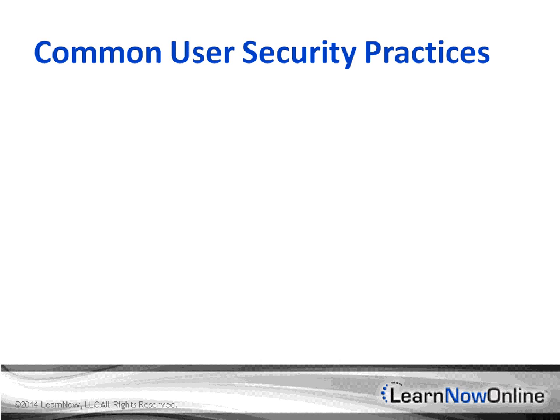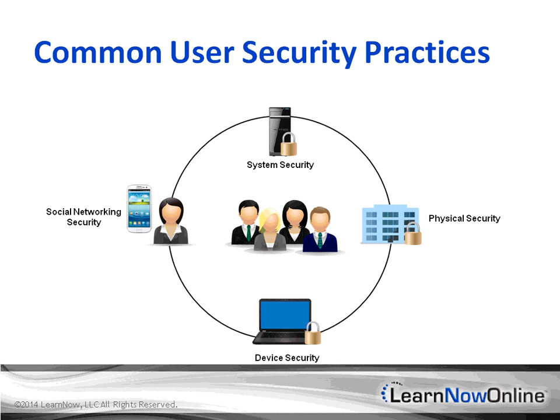All right, some common user security practices include, and we'll go through these now and then go through them a little bit more in the upcoming slides. There's social networking security, having to do with things like Facebook, LinkedIn, those types of sites. There is system security. How are we going to secure our machines? Device security, I guess system security is more the entire system. Device security would be the individual computers. And then physical security. How do we protect the building and the facilities we have within that building?